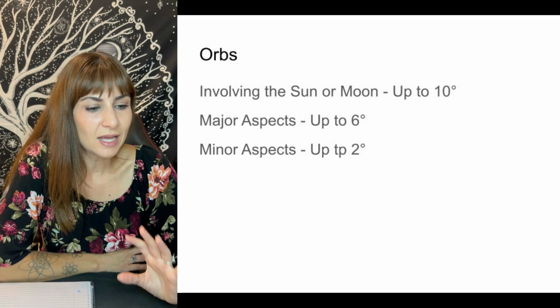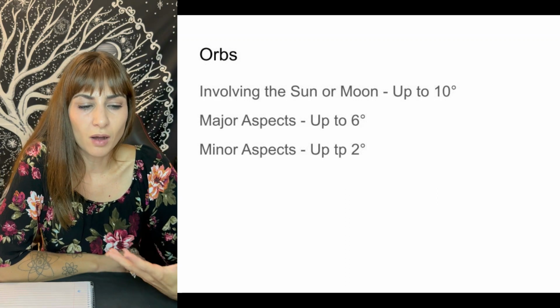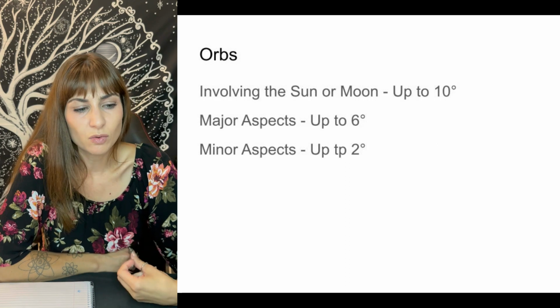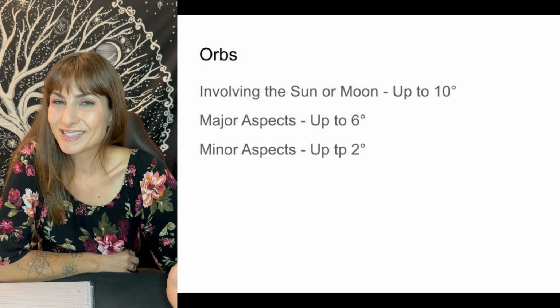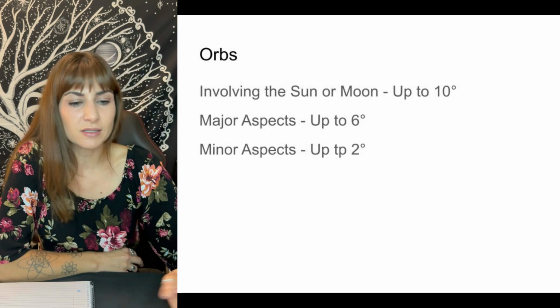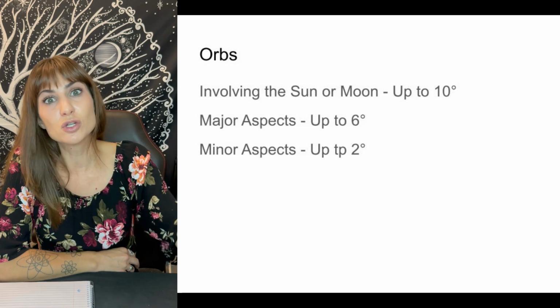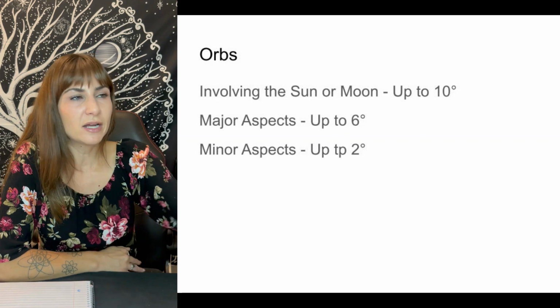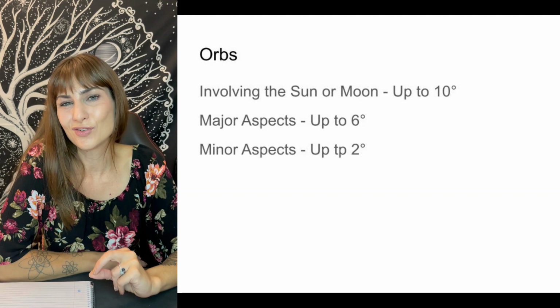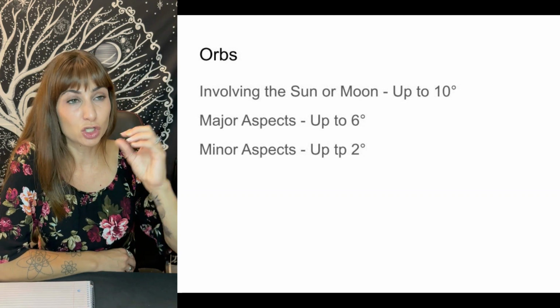The exception to that orb allowance is with the sun and the moon. The sun and the moon are such big deals that we are going to give them an orb allowance of 10 degrees. Since inconjunctions are minor aspects, and all minor aspects, no matter what planet they involve, even the sun and the moon, we do not take over a 2 degree orb. So with the inconjunction, it needs to be 2 or less.